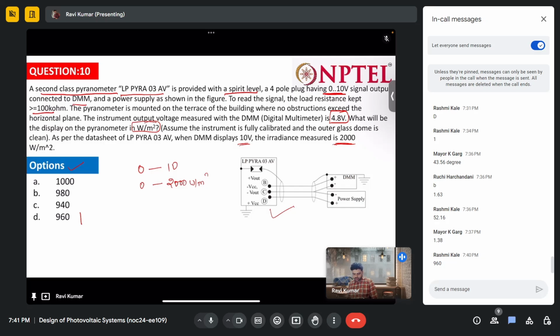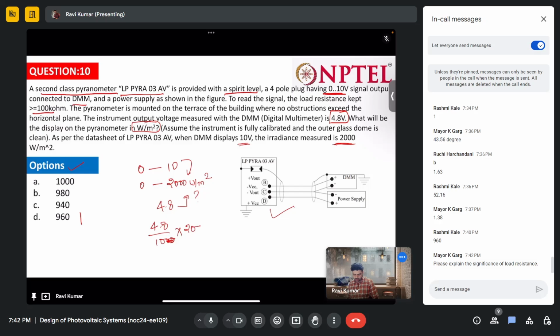If 10 corresponds to 2000, then 4.8 will correspond to what? Just 4.8 divided by 10 into 2000. So it is 4.8 into 200. 4.8 into 200 is 960, that is the answer. 960 is the answer.